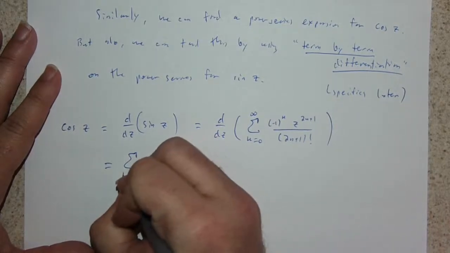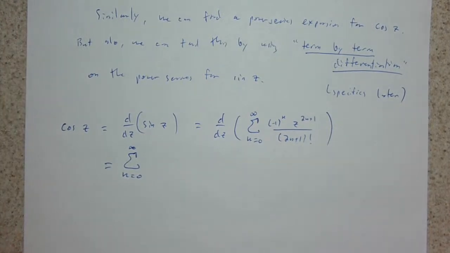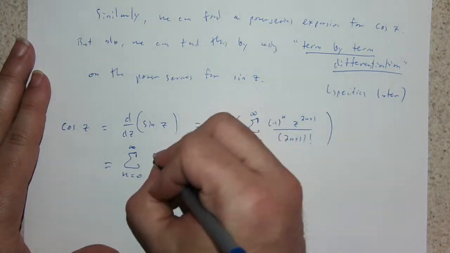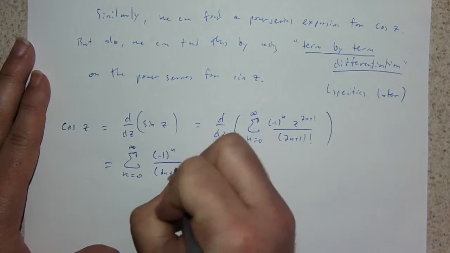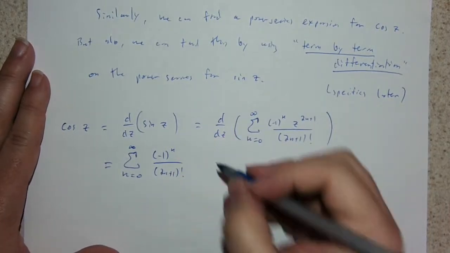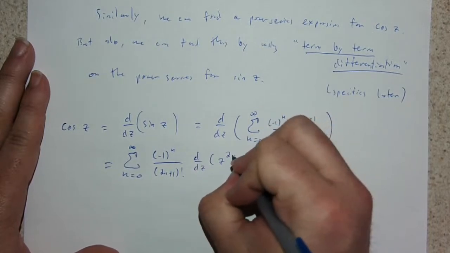You might say, wait, I know that the derivative can pull through a sum. The problem here is this is an infinite sum, so there's a little bit more justification required in order to say that we can do this. Like I said, I will mention specifically when we can do this and when everything works out. Here, everything is going to work out fine. So this is going to be (-1) to the n, that's just a constant, over (2n plus 1) factorial, times the derivative with respect to z of z to the 2n plus 1.